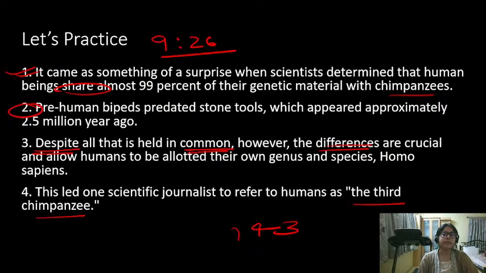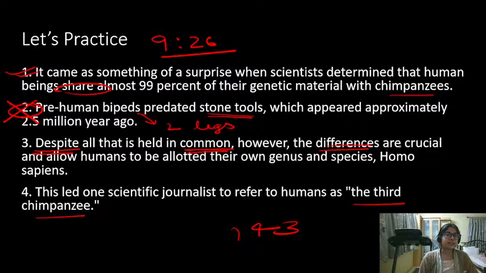Second कहीं fit आ भी नहीं रहा है, right? It does not fit to anything. Second one says pre-human bipeds predated stone tools which appeared approximately 2.5 years ago. So pre-human bipeds यानी जो दो पैरों पे चलते थे, right? तो ये stone tool से पहले आए, again has no connection to chimpanzees and human beings, their similarities, their differences, okay, nothing. It talks about the origin of a whole different species that actually is not even connected, right?